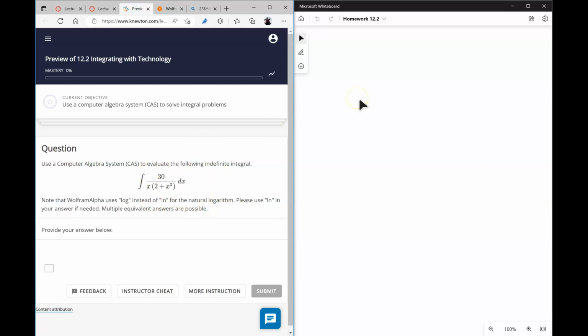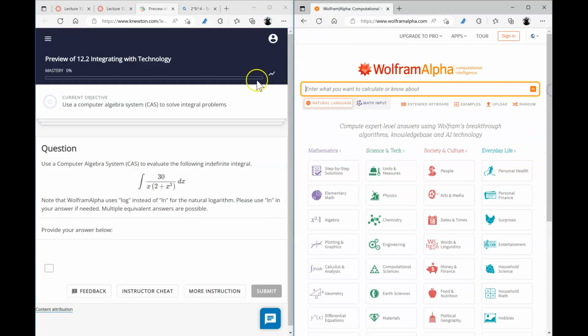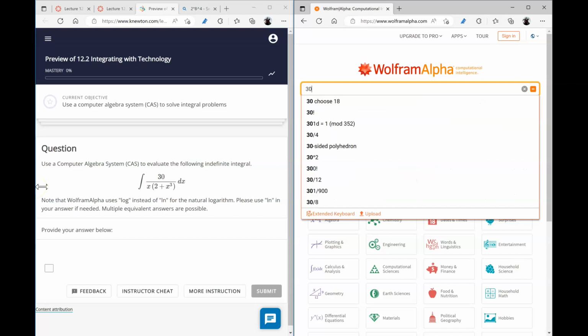So in the first question, I'm asked to integrate, and in this case, we don't even need this whiteboard, right? So let's just open Wolfram Alpha and type the problem right into Wolfram Alpha. So we do an integral. You can type the integral.